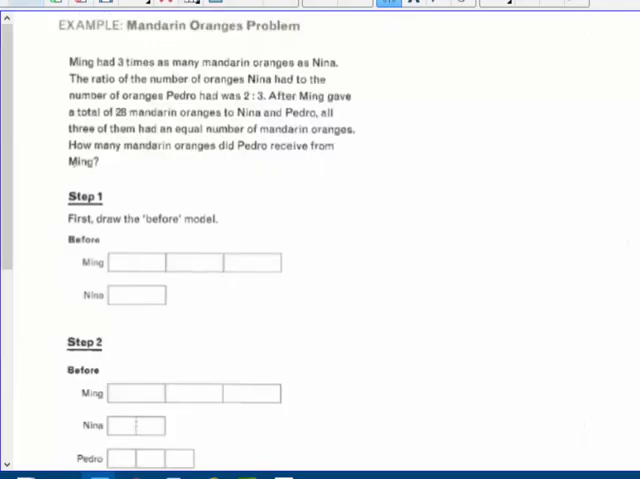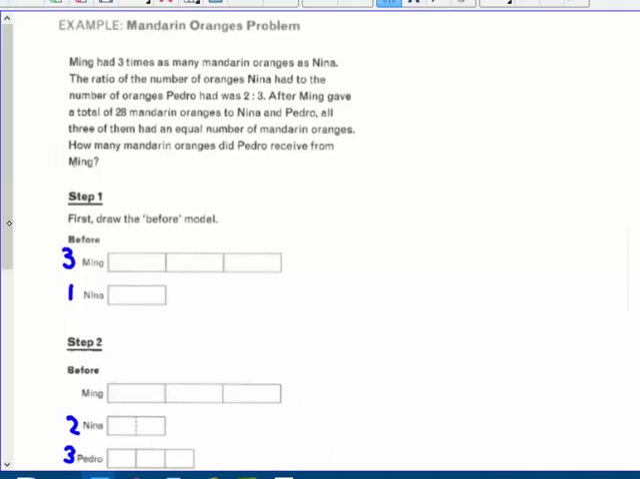Next page. Ming had 3 times as many mandarin oranges as Nina. So here's my 3-to-1 ratio, Ming to Nina. The ratio of the number of oranges that Nina had to the number of oranges that Pedro had was 2 to 3. So this is step 2. Nina has 2, Pedro has 3. Oh, so Nina's 1 original bar is now cut in half.